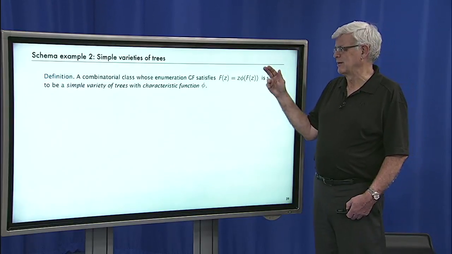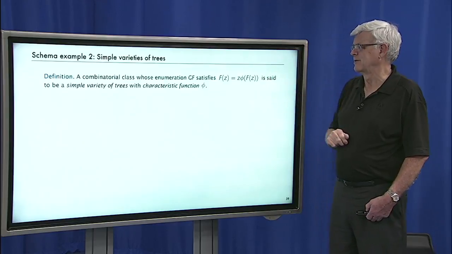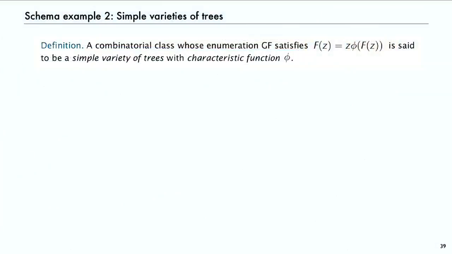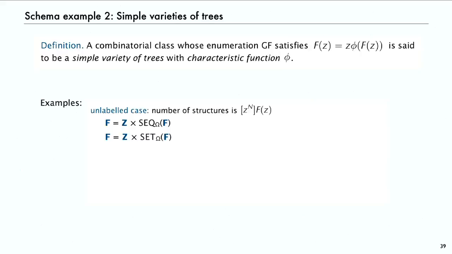Here's another example of a schema, simple varieties of trees. So we say that a combinatorial class, if its enumeration generating function, satisfies f of z equals z times phi of f of z, then it's a simple variety of trees with characteristic function phi. And again, we're going to have technical conditions on such functions that will enable us to get a general theorem to get coefficient asymptotics for such classes. And this one works either if they're unlabeled or labeled.